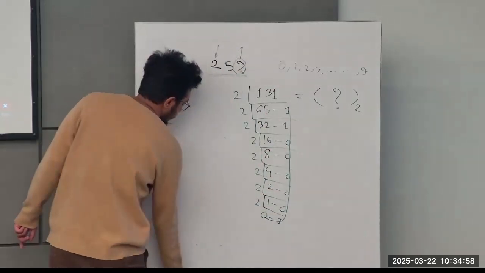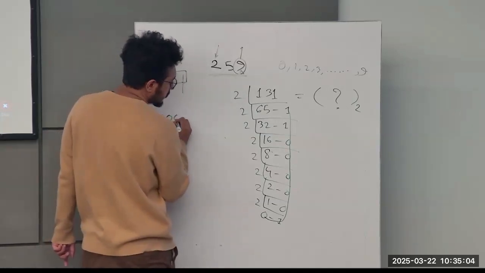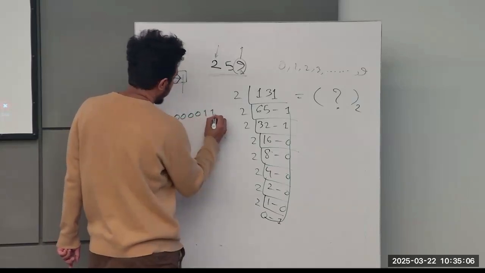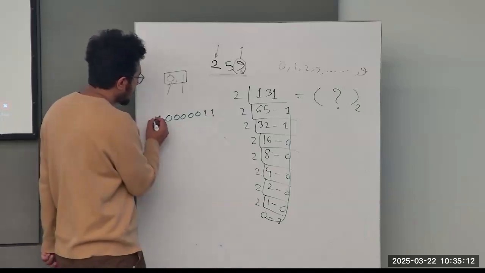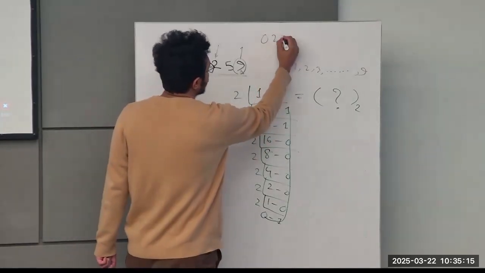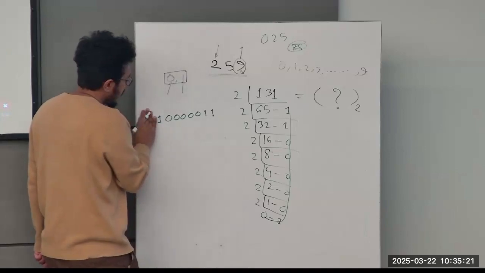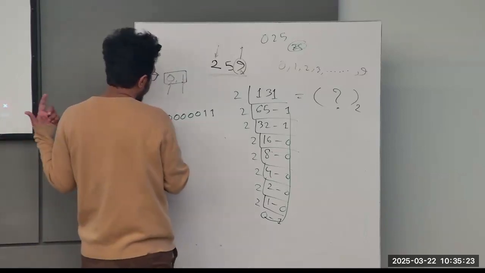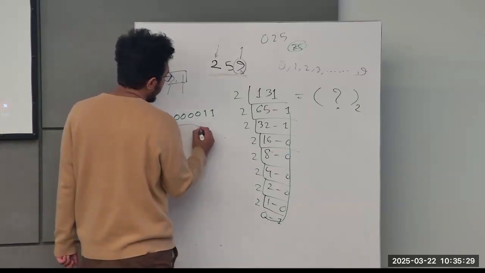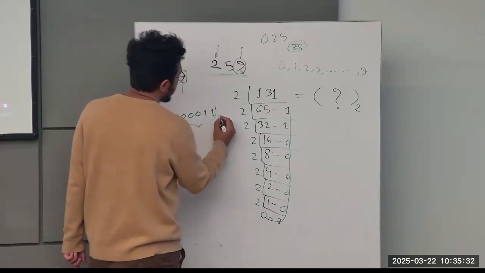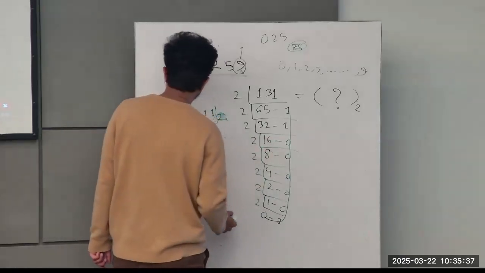So this becomes 0, 1, 0, 0, 0, 0, 0, 1, 1. Like in a decimal number, if I say 025, it's basically 25, right? Here as well, you don't have to put a 0 at the leftmost digit, because it doesn't give you anything. So this is the binary representation of the number 131.